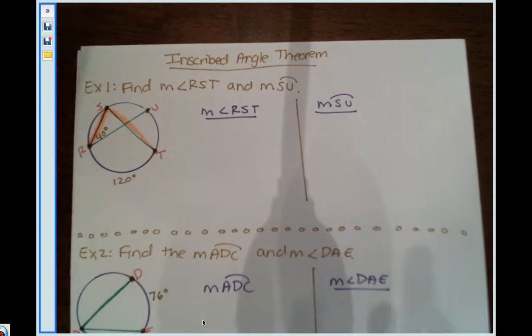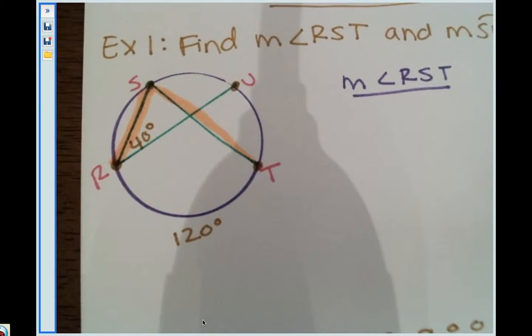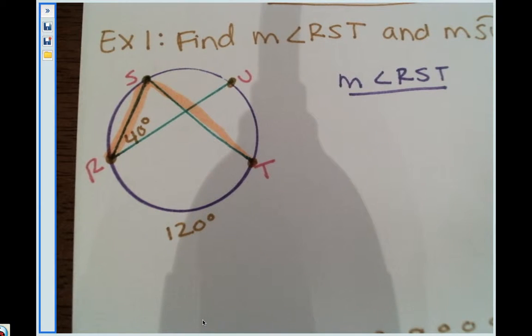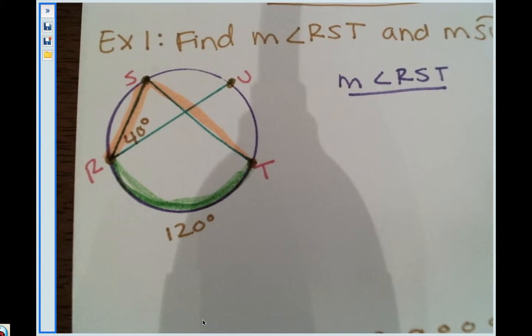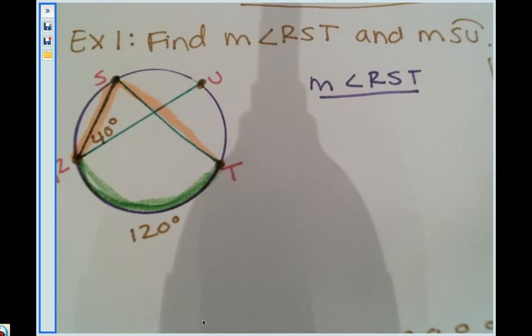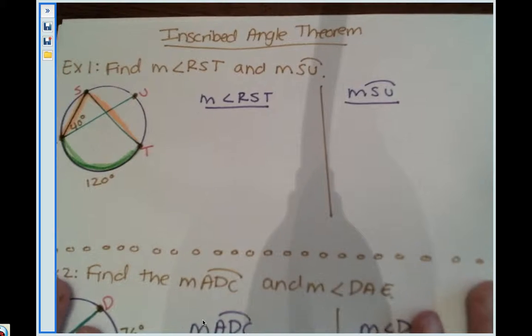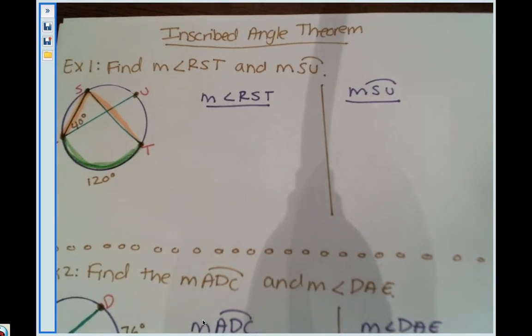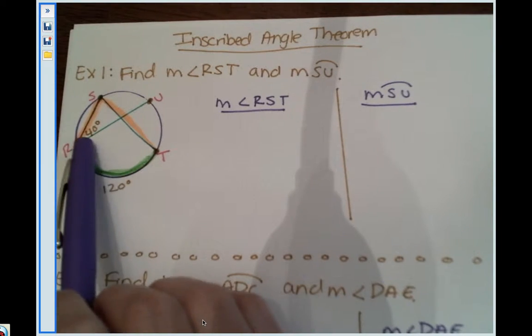Let's look closer. Do you see the arc that the angle intercepts? It intercepts arc RT, so we're looking at this arc right here. This arc directly relates to that angle. I'm going to set up a relationship between angle RST and its intercepted arc, arc RT, using the inscribed angle theorem.